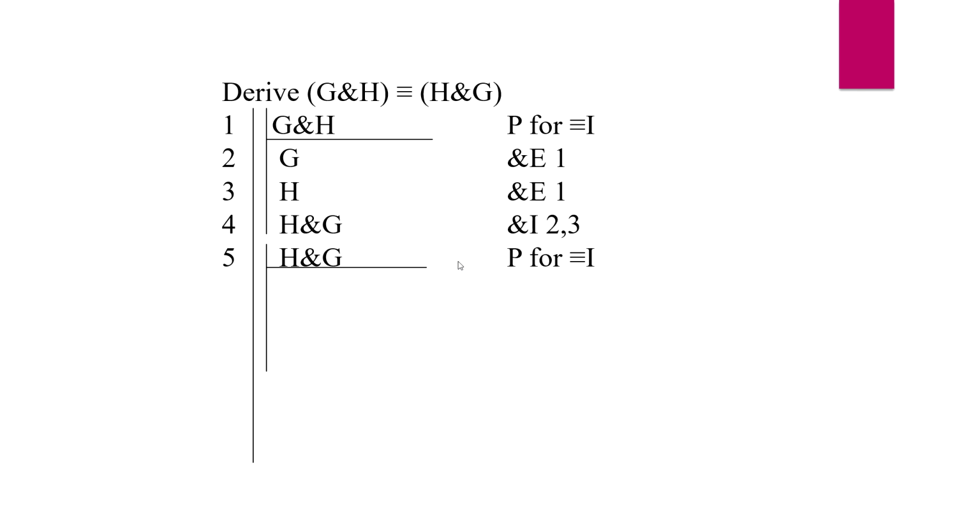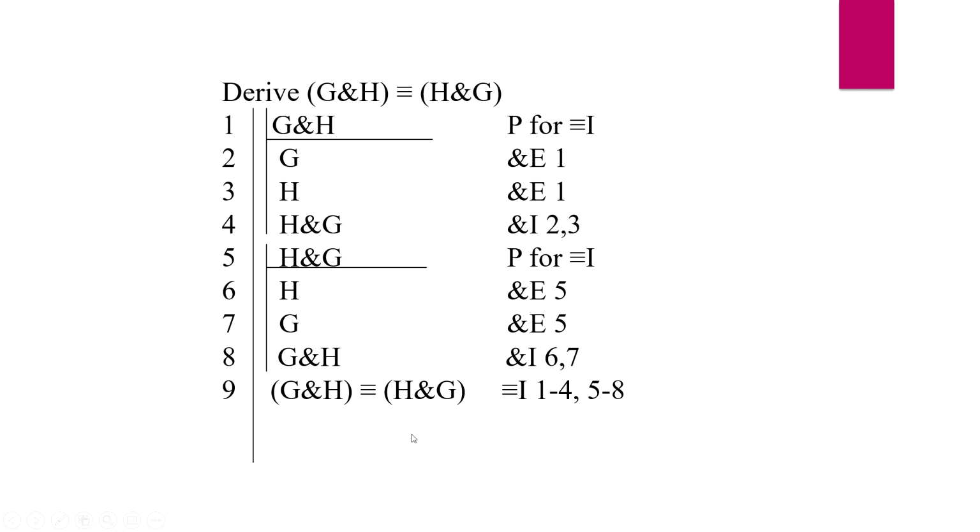And now we're going to do this the same exact way we did the first one. Conjunction elimination to get the conjuncts, and then conjunction introduction with G and H in the order we want to finish this proof. Now we've done the two subderivations to prove that that relationship is symmetrical. So we can use biconditional elimination on line 9 to get G and H if and only if H and G on the main scope line.